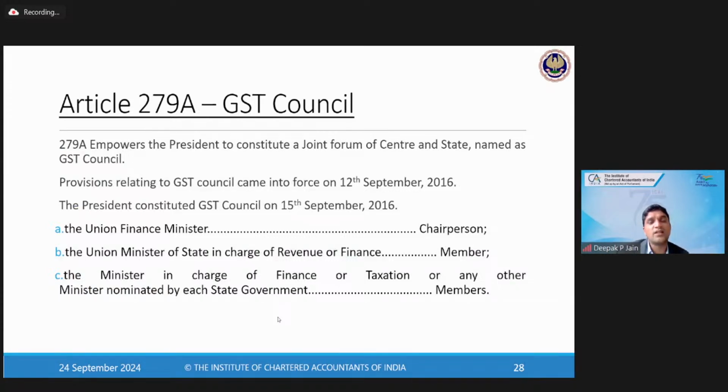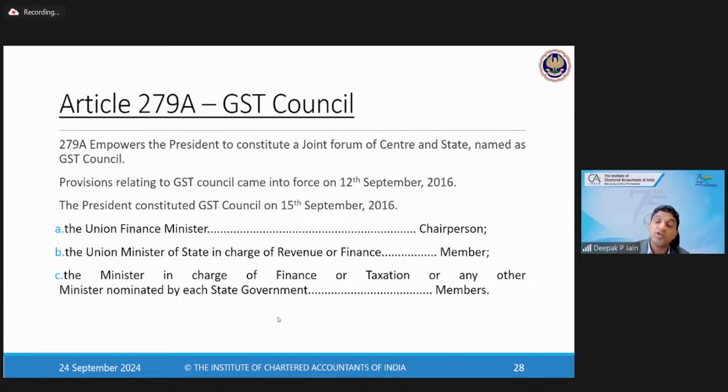The next article is Article 279A. 279A says something about a GST Council. This was not there before because they didn't have any joint authority, but 279A is a section which empowers the president to constitute a joint forum of center and state, which is called the GST Council.